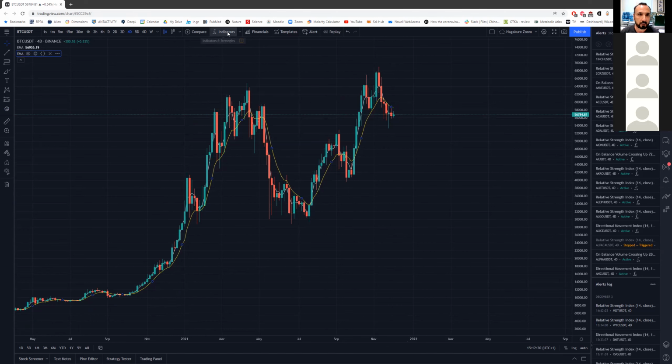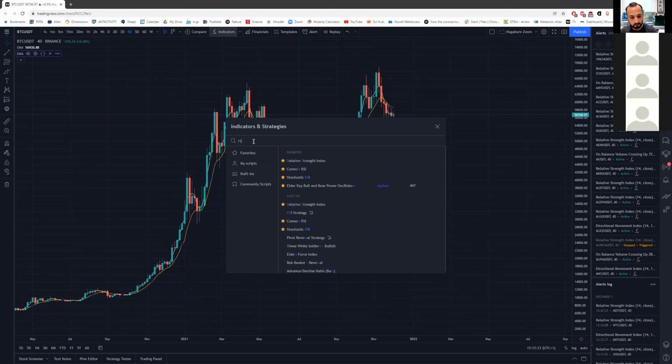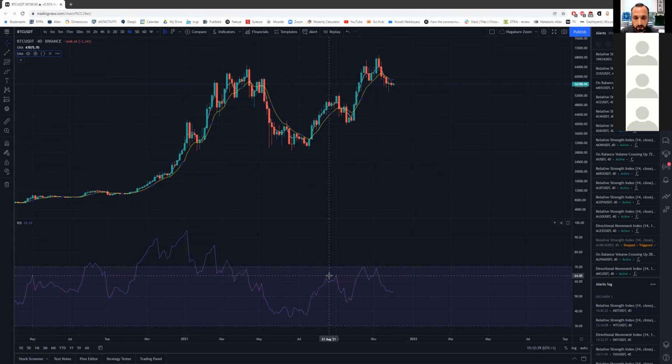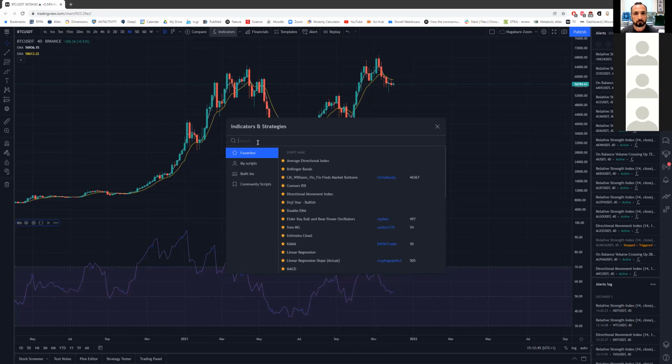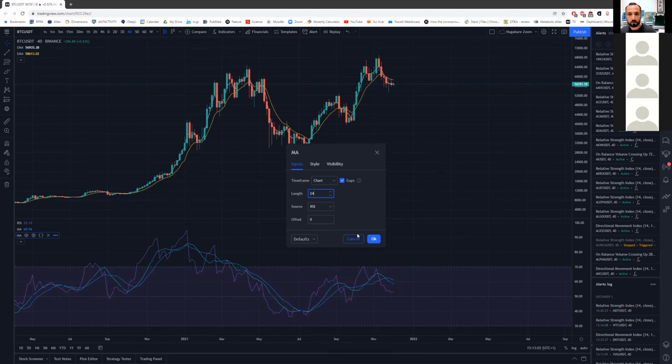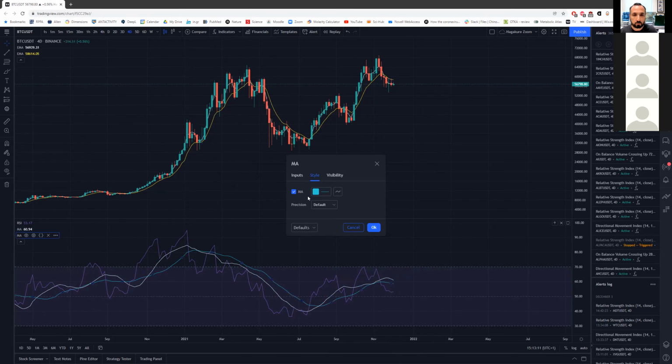So now for the RSI, you click indicator, you type RSI, you click relative strength index, you close this. Then you right click on the line, add indicator, MA, that's moving average, twice. So you have two of them. The first one, the length should be 14. Leave everything the same. For the second one, the length should be 24. I just changed the first one to white so it will be more visible, and the second one to green.